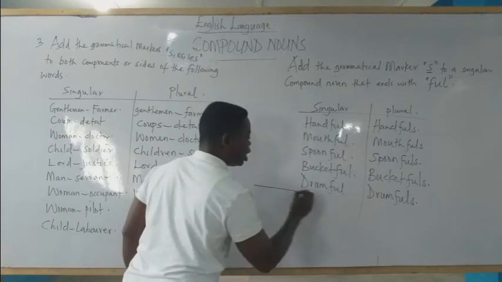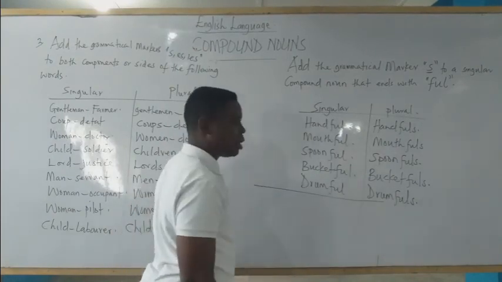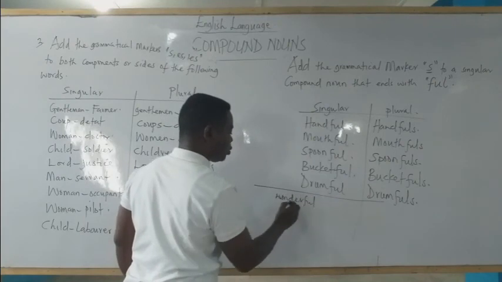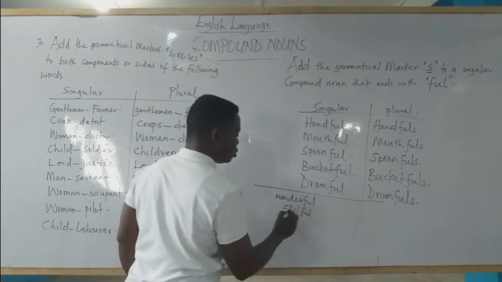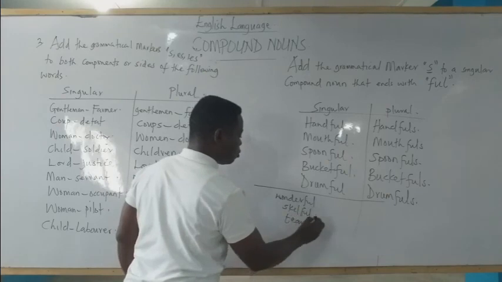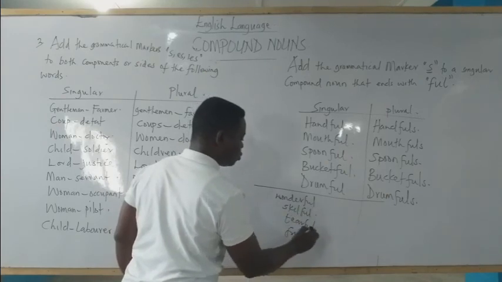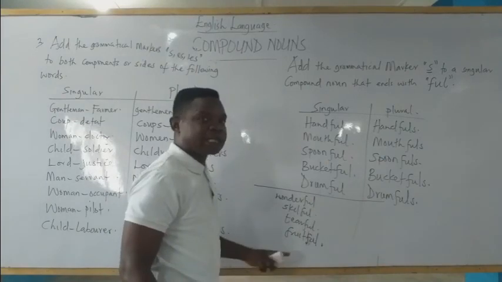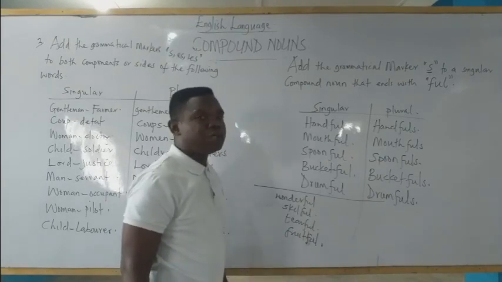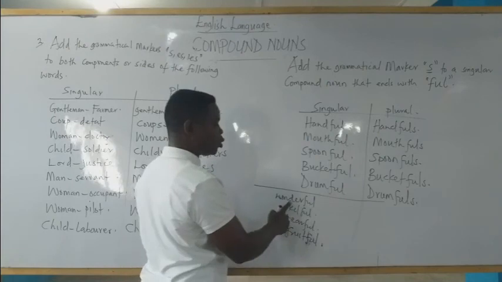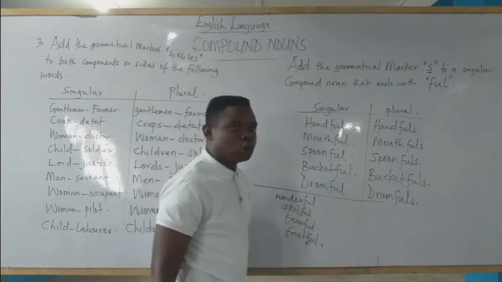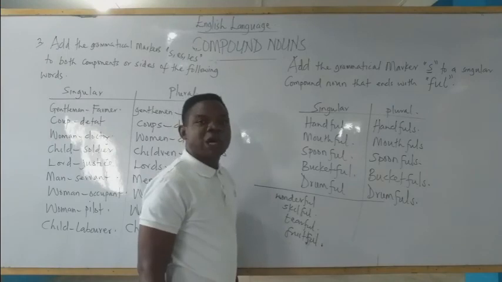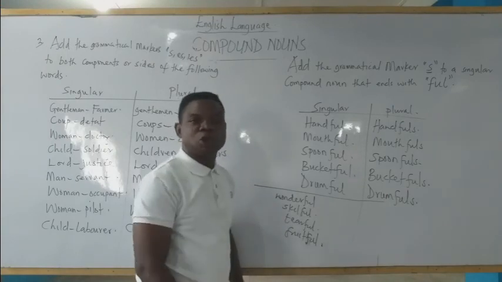Now note, to round off, there are words that end with full, but they are not nouns. Example, wonderful, skillful, tearful, fruitful. These are words that end with full. You cannot put them into plural form. You cannot say wonderful singular, plural wonderfuls. No. You cannot say skillful singular, then skillfuls as plural. Why? These ones can't be put into plural form.